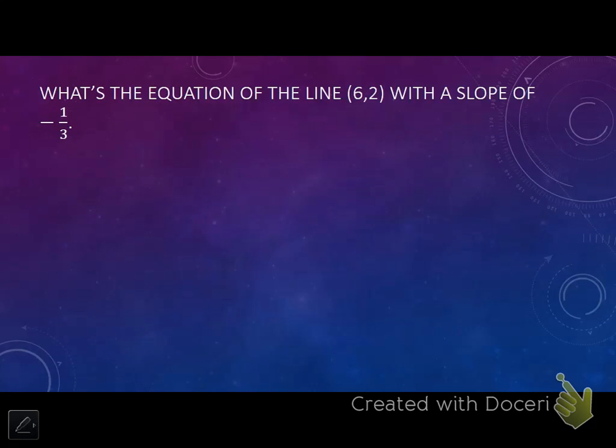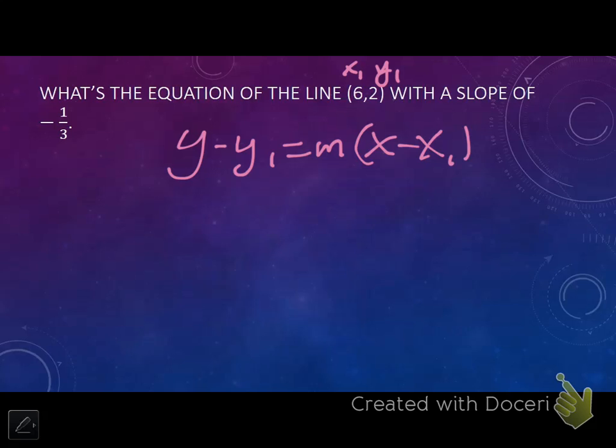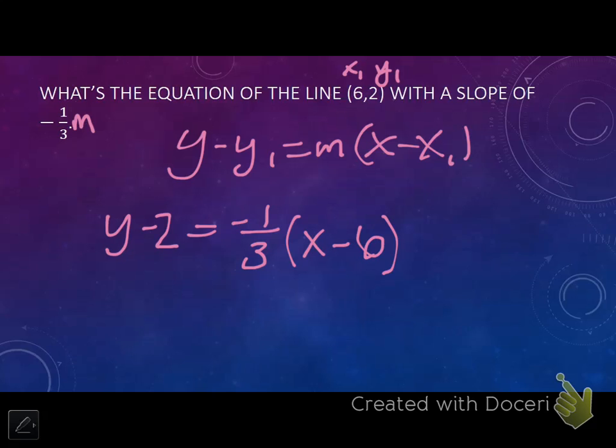Okay, what's the equation of the line (6, 2) with a slope of negative 1/3? So I'm going to use point slope because I think point slope's easier. You can use slope intercept if you want. So this is going to be x1, y1, and I'm just going to plug it in. This is going to be my m because slope is always m. So my y1 is 2, my slope is negative 1/3, and my x1 is 6.